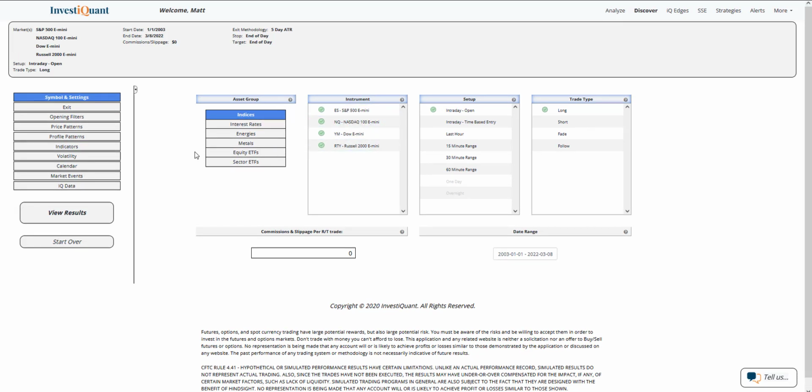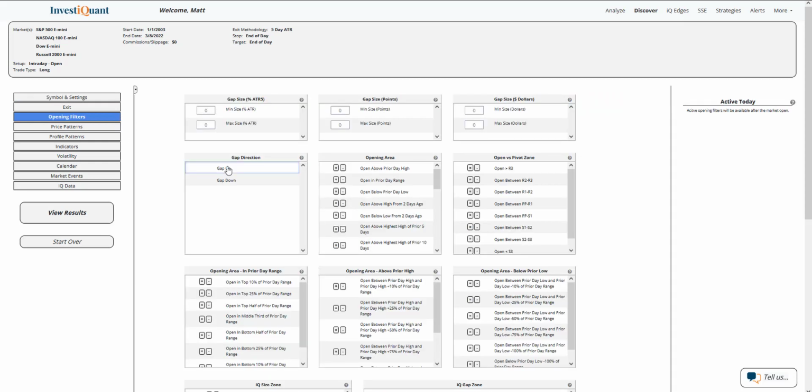I've grabbed all four instruments. The setup is based upon entering the market at the open of regular trading hours, which is 9:30 a.m. Eastern Time, and exiting at 4:15 p.m. Eastern Time. Currently, we are trading higher in the overnight session. I am going to add that to the test by going to the opening filters, gap direction, and clicking on gap up. So that means we need to open above the prior day closing price for this to be true.